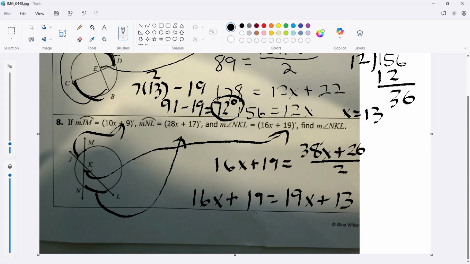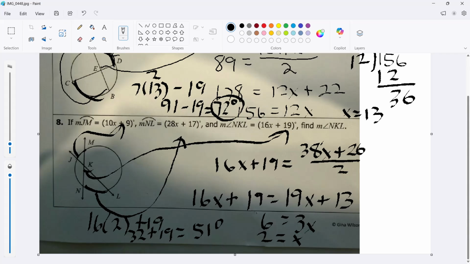I will subtract 16x from both sides. That leaves 3x. I will subtract 13 from both sides. 6 equals 3x, so x equals 2. And what do I want to find? Measure angle NKL. 16 times 2 plus 19 is 32 plus 19, which is 51 degrees.